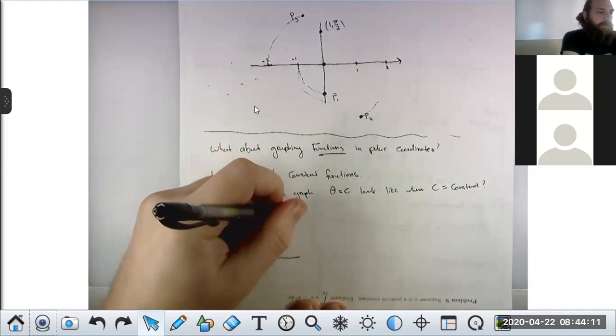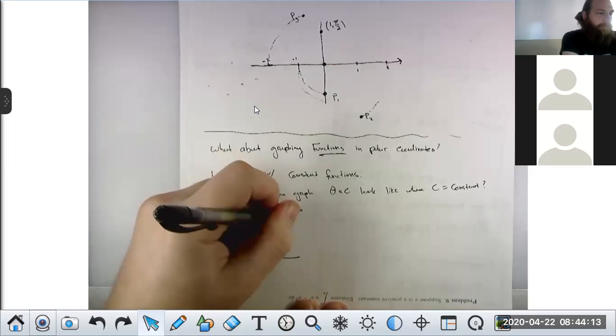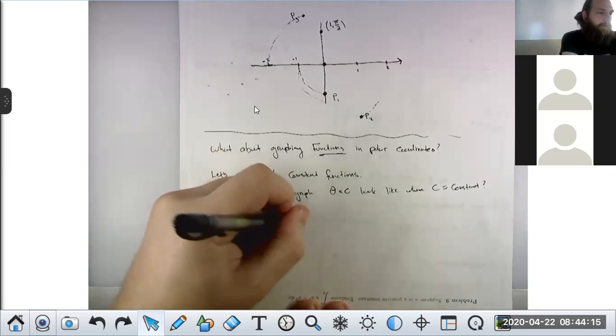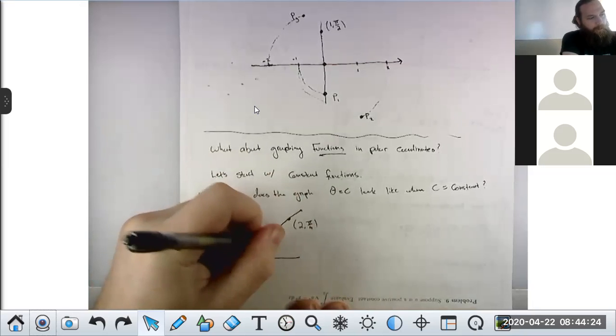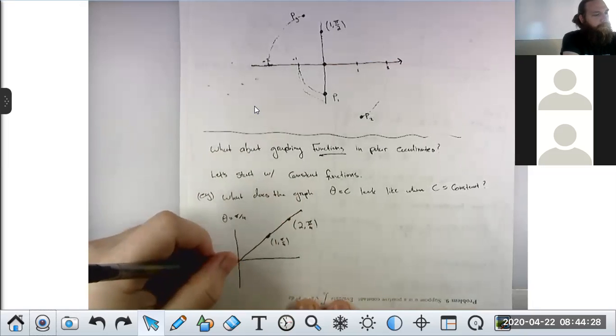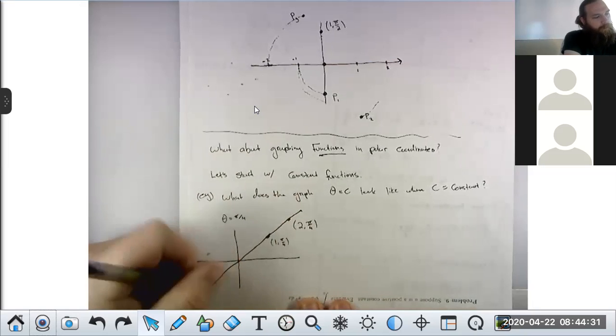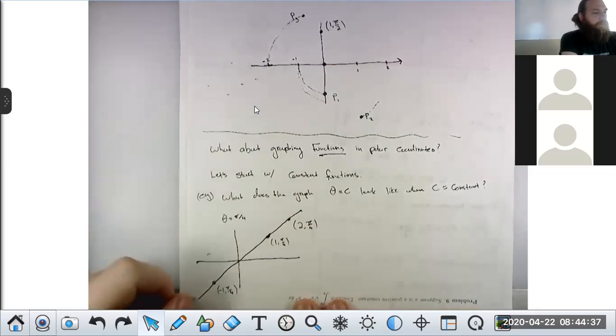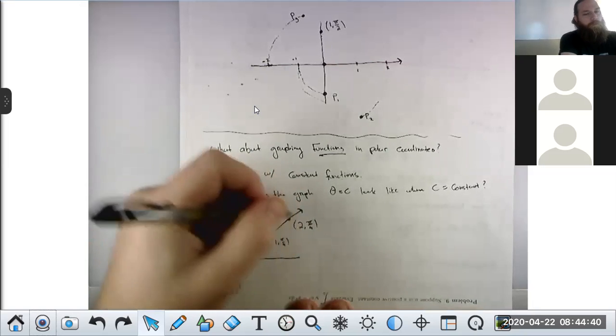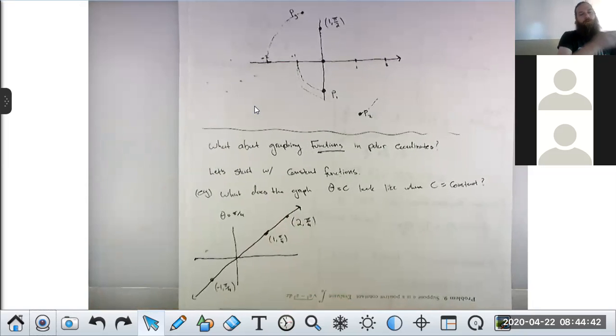Some examples of points that would be along this line, like 2, pi/4. 1, pi/4. And these are polar points, remember, so these are r, theta. -1, pi/4. The graph here is all of the polar points whose theta coordinate is pi over 4.